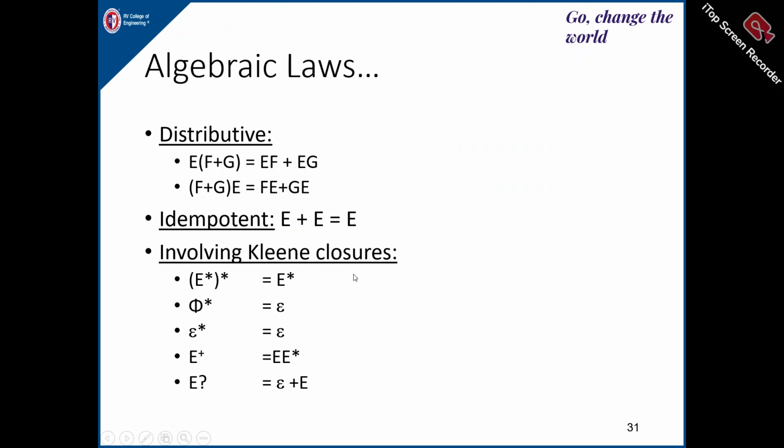Next are some closure laws: (E*)* is equal to E*, and phi* is equal to epsilon, because as I told you, phi* is phi raised to 0, phi raised to 1, phi raised to 2, and so on. Phi raised to 0 is epsilon, phi raised to 1 is phi itself, phi raised to 2 is again phi itself, so you will get only epsilon. Epsilon* is epsilon itself, and E+ is one or more occurrences of strings from E, which is E concatenated with E*. Next, E? is E followed by at most one occurrence, which is epsilon or E.